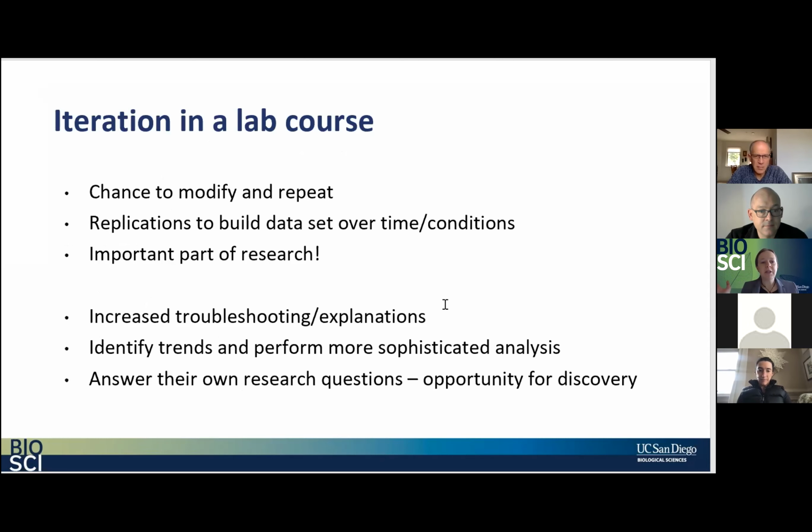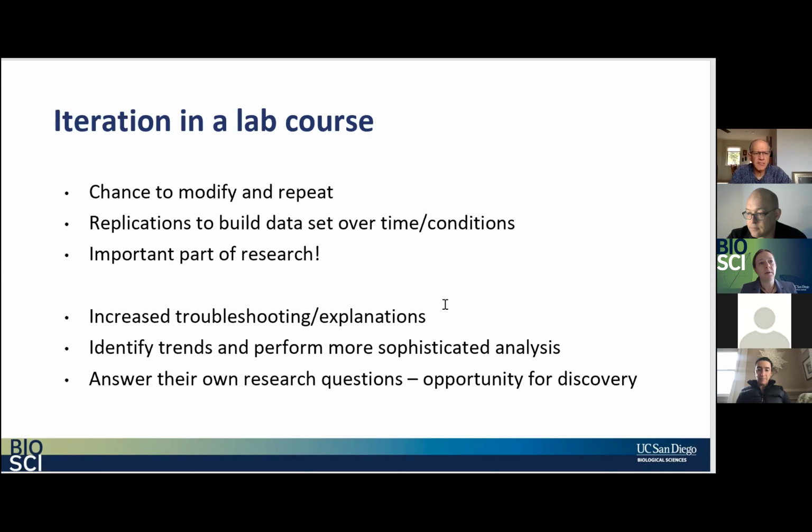So iteration in a lab course. This is a chance for us to modify. So if we get results and things didn't quite go as planned, slightly unexpected, tweak the experiment a bit, repeat. Or iteration can be seen as a chance to just do replicates of the experiment, to build your data set. And that can be in one period of time or maybe over time, adding to the data set as conditions change.